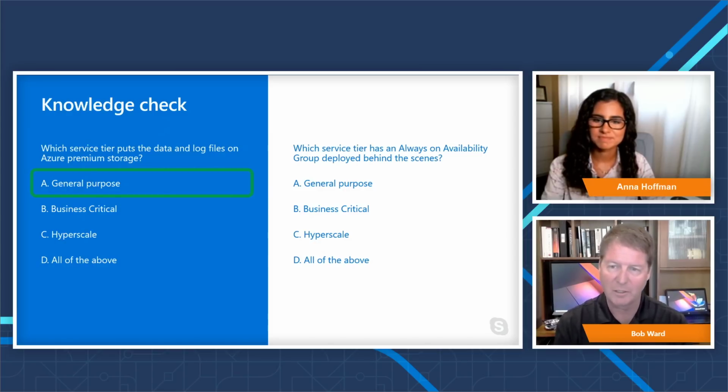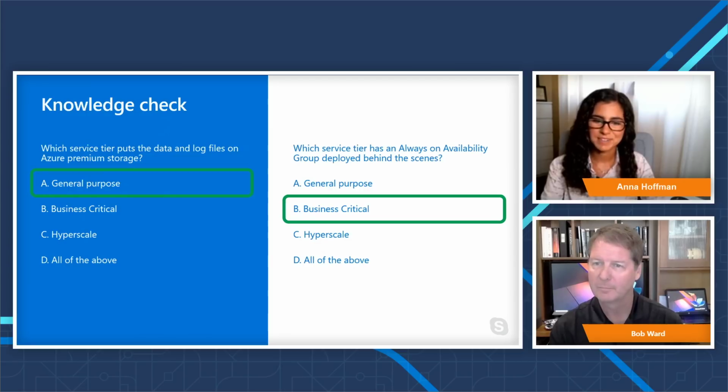Okay, let's talk about the second one. Which service tier has an always-on availability group deployed behind the scenes? It can't be A, because if you look at the comment to the left here, if you put your files on Azure Premium Storage, all of a sudden you're using a shared storage solution, not a replica-based solution. So it can't be A, therefore it can't be D. So I've got B and C now. I just mentioned that Hyperscale uses a log-based approach to ship changes to these tiers, but I said it doesn't use an availability group specifically to make that work. So I think the answer has got to be B. There we go. Awesome.